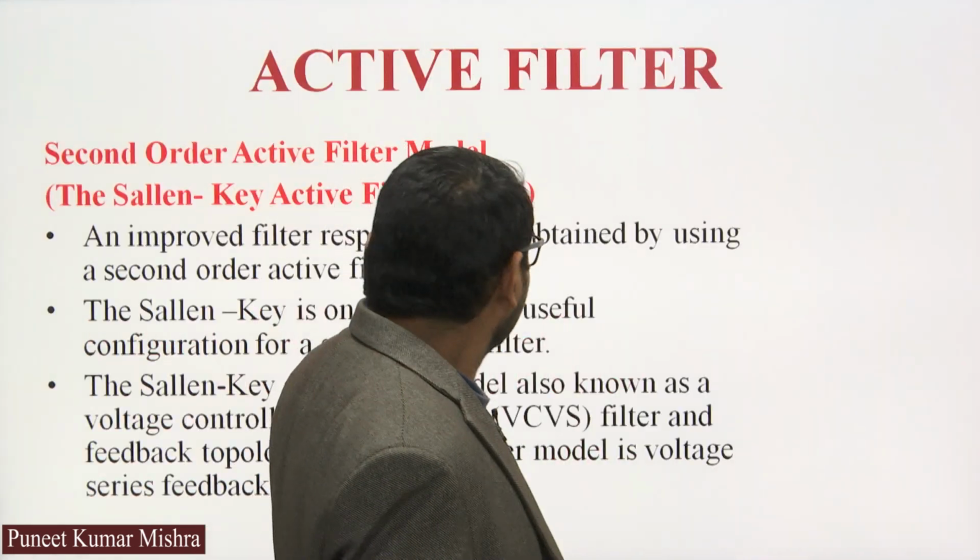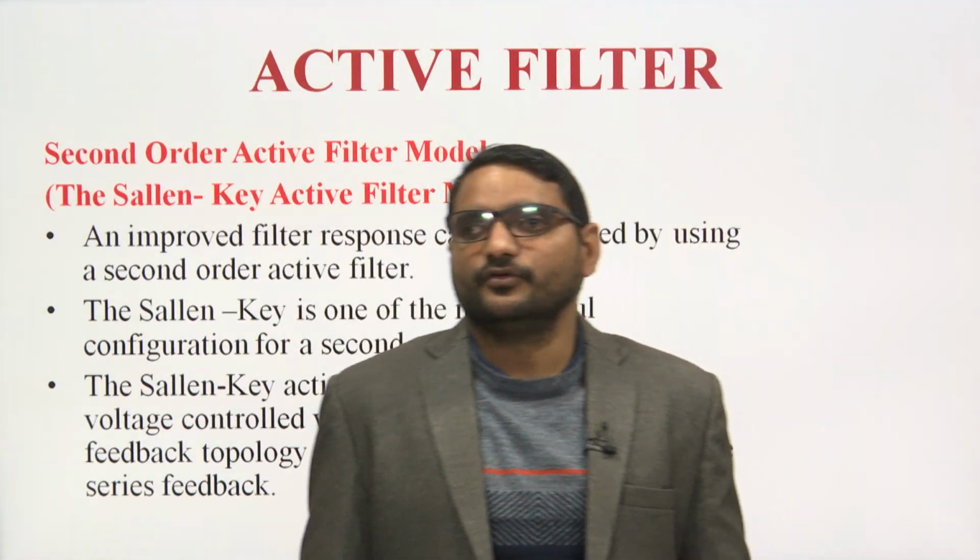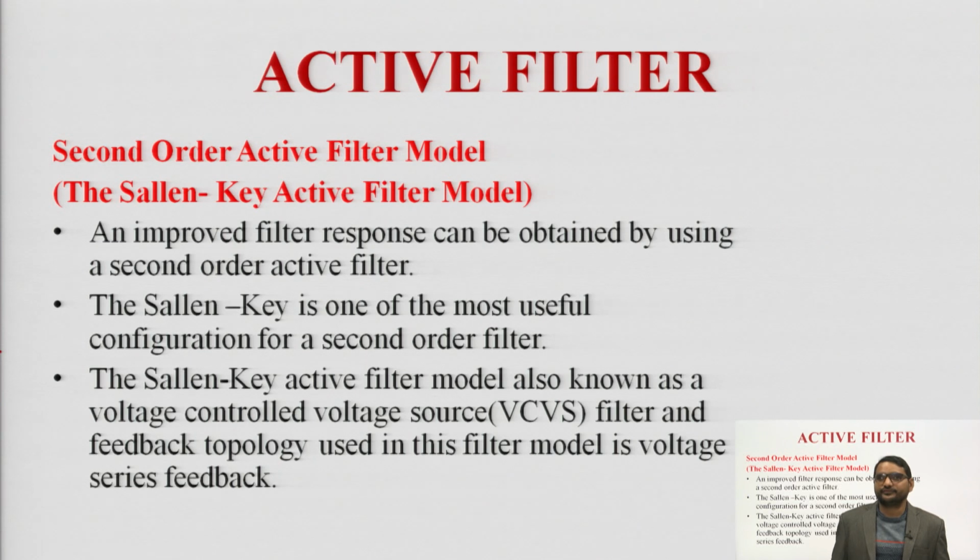In a new lecture we discuss the second order low pass filter and high pass filter. First we discuss an important second order model, known as the Sallen-Key active filter model. And this filter model is basically designed with two parts, one is the RC and the other is the op-amp.